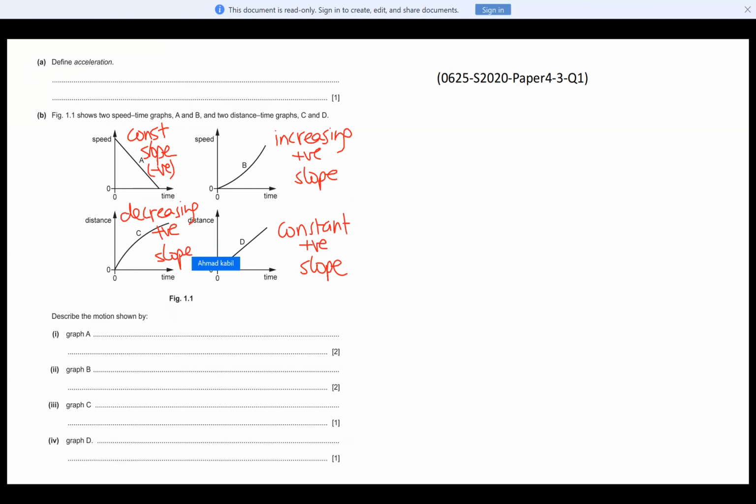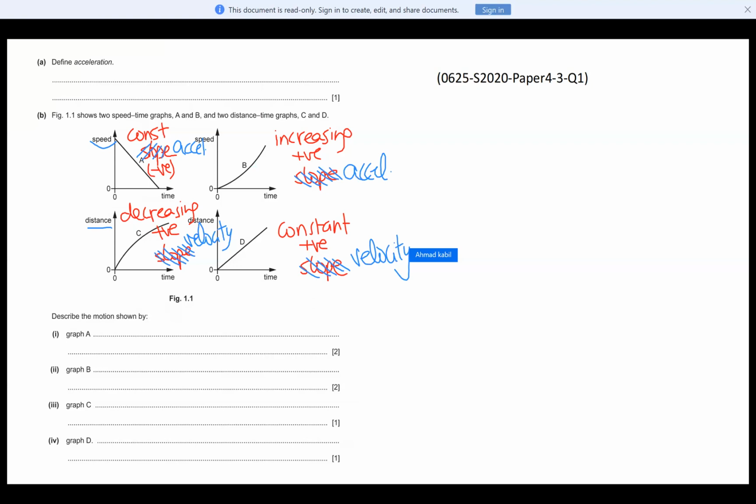Next, we remove the word slope and we write the physical quantity. So this is speed. So therefore, instead of slope, I can write acceleration. For B as well, this slope becomes acceleration. For C, this is a distance time graph. So instead of slope, here I have velocity. And for D as well, it's a distance time graph. So I can write velocity as well.